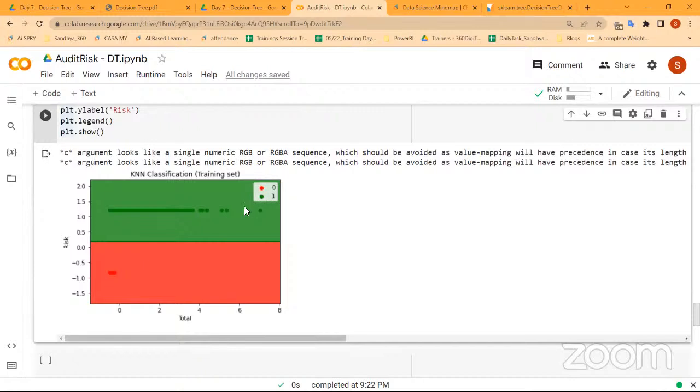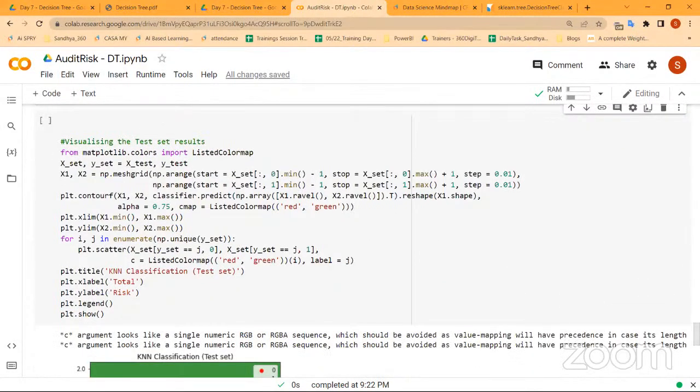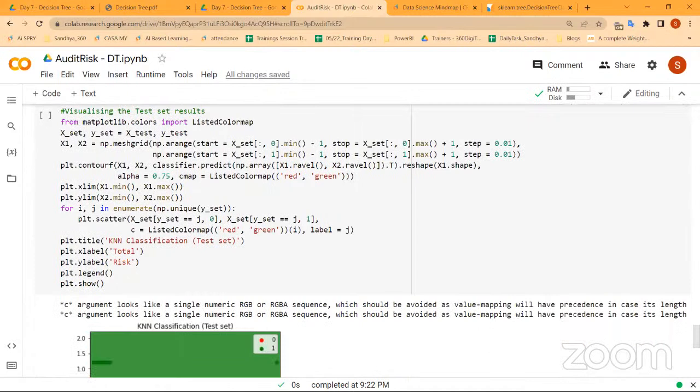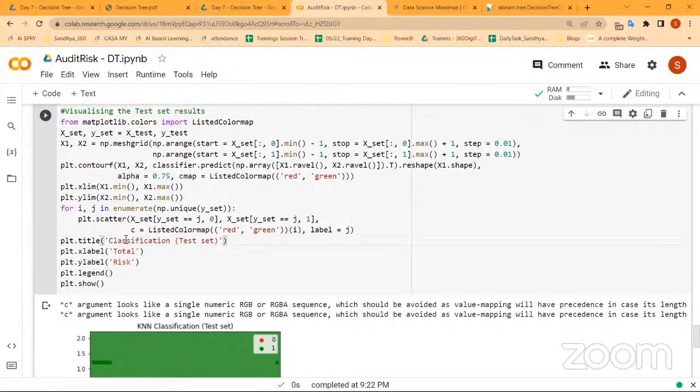Green is all the ones. How many ones are there? You can see in the green. And how many zeros are there? You can see in the red. Each dot indicates one observation, friends. And then if we move further, we have the test data, X test and Y test. And my bad, it's not K9 classification, it is decision tree classification.